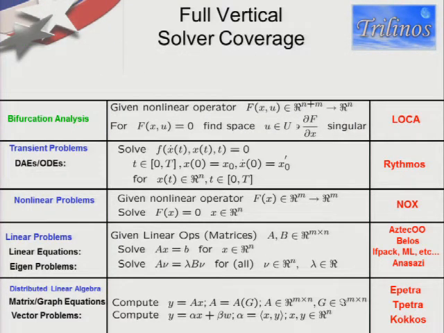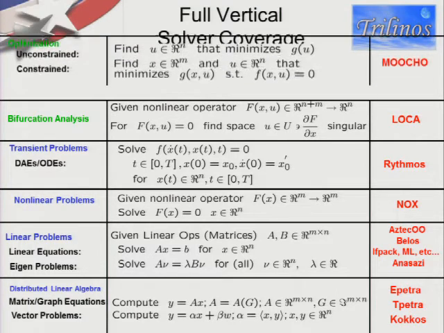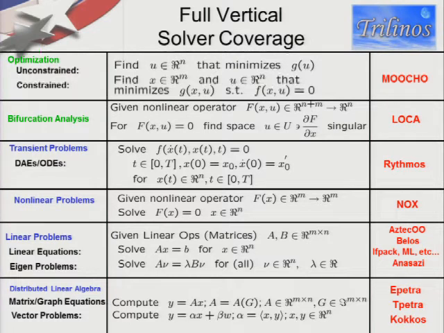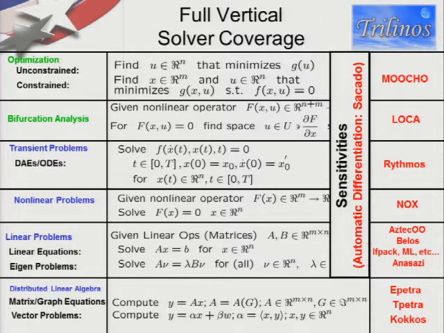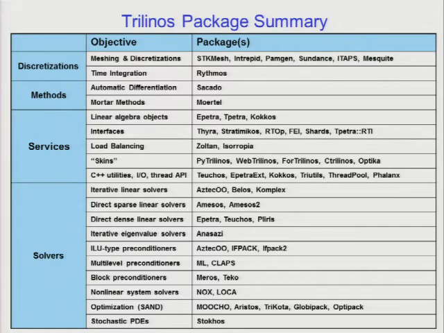Say I'm feeling a little bit more avant-garde. I want to do a bifurcation analysis. We have that capability in LOCA. Or finally, maybe I want to do optimization, right? I've built my nonlinear transient forward problem. I want to pick the right parameters to deliver the performance I want. Being able to solve an optimization problem with MOOCHO. And then finally, to be able to do sensitivity analysis across the board. And the key enabling technology there, which I'll go into some detail on later, is automatic differentiation for C++ via Sacado. So here's a better picture, by capability.